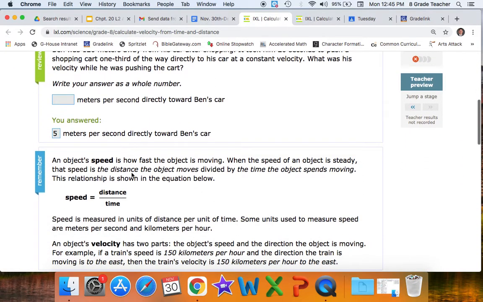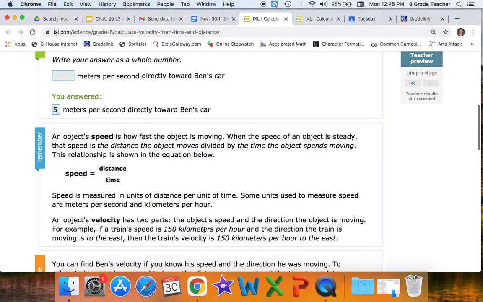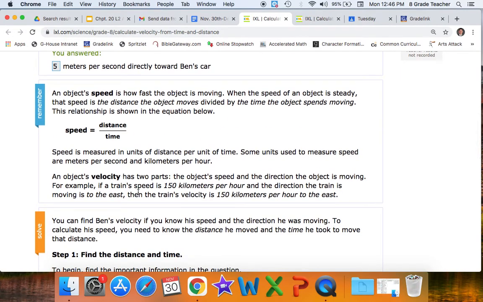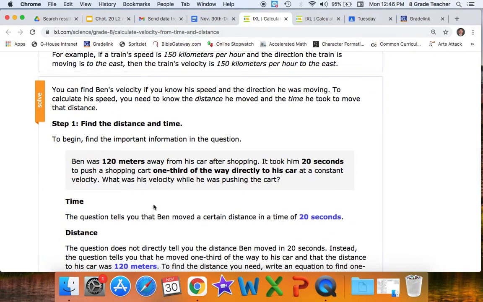So in this case, an object's speed is distance over time. Speed is measured in units of distance per unit of time. Some units to measure speed are meters per second or kilometers per hour. An object's velocity has the speed and the direction of its motion. So it gives you a reminder of the definitions that we already know, speed and velocity, and the calculation of that. Now in order to solve this, it's pointing out that there are two different pieces of information here.